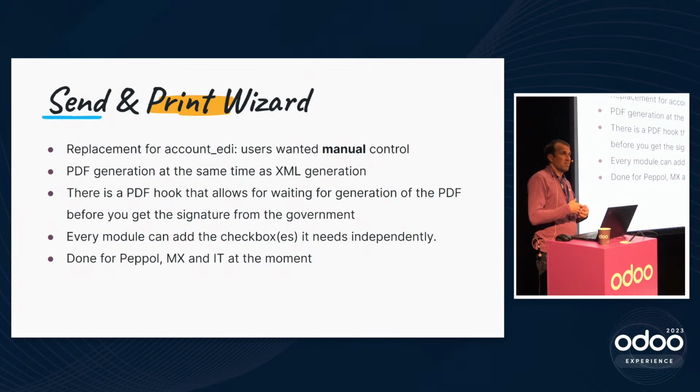Some are in 2 steps, some are in 1 step. Sometimes you have the cancellation, sometimes you don't, and that can complicate the modules, the account EDI module for example. Here with the send and print wizard, we put it as standard in account, and it's the responsibility of the localization to handle all the rest.